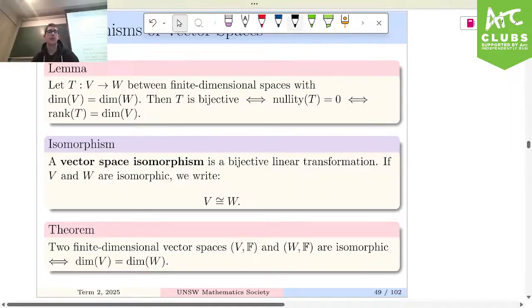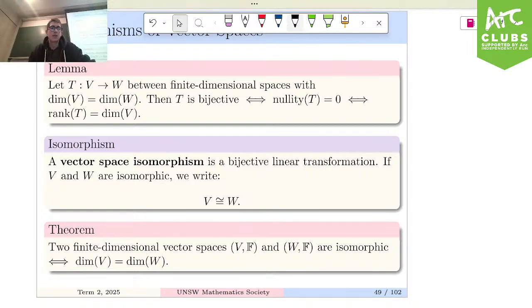So this is the next key part here in terms of mirroring that idea of group isomorphisms. We can, from this idea of a linear transformation, define what it means for two vector spaces to essentially be the same. So first of all, let's talk about some criteria we can have where our linear transformation is bijective.